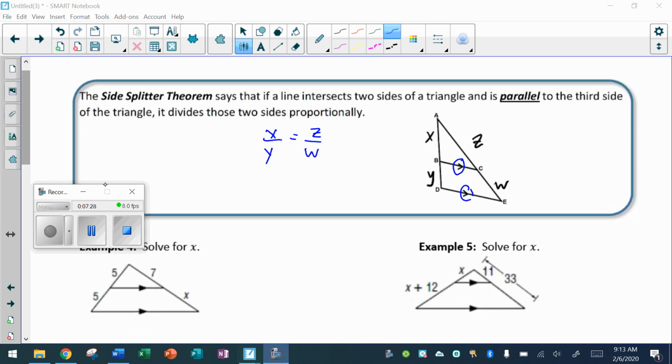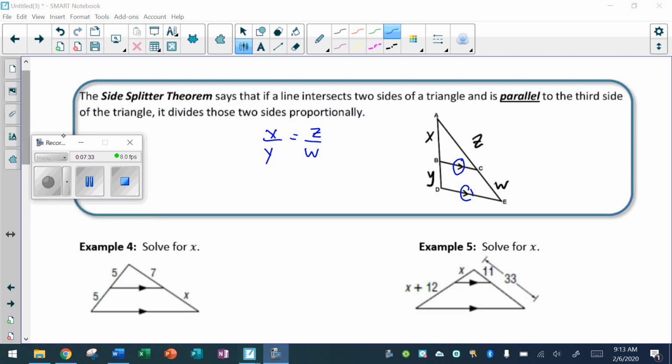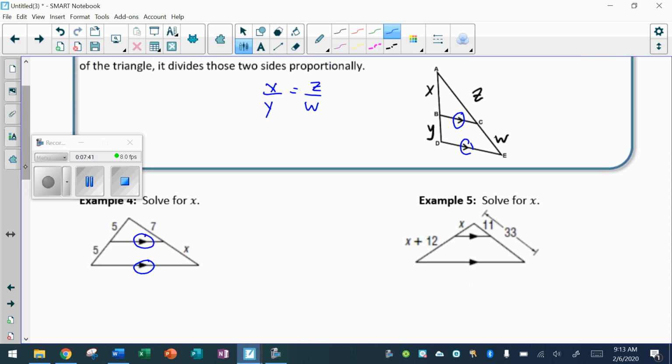So when it comes to example number 4 here, I have two parallel segments, this and this, so I can say, well, 5 is to 5 as 7 is to x, right? Well, you know and I know that 5 over 5 is 1, so 7 over 7 would be equal to 1, but I can also prove it by cross multiplying. So 5x is equal to 35. Therefore, if I divide both sides by 5, x has to be 7.